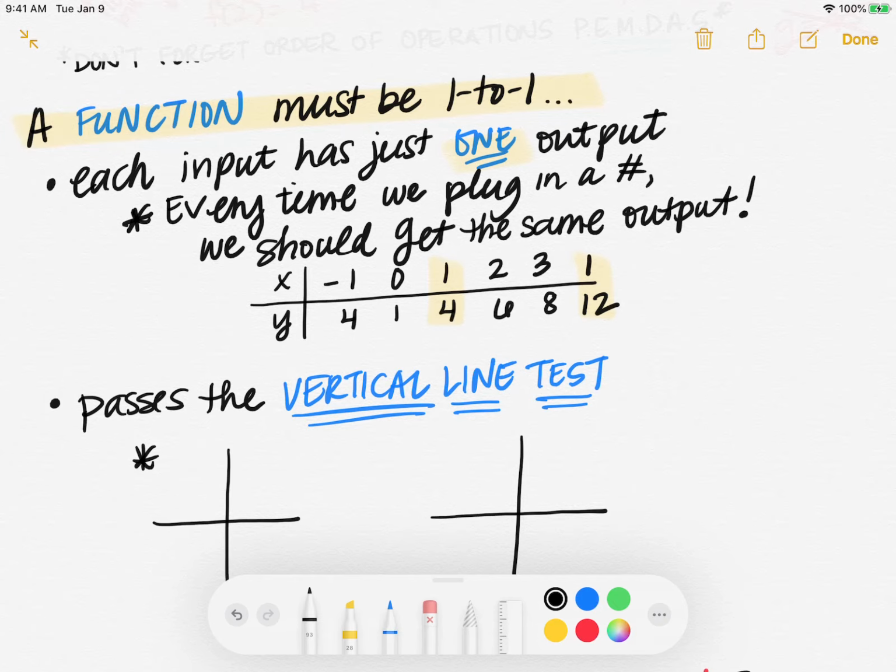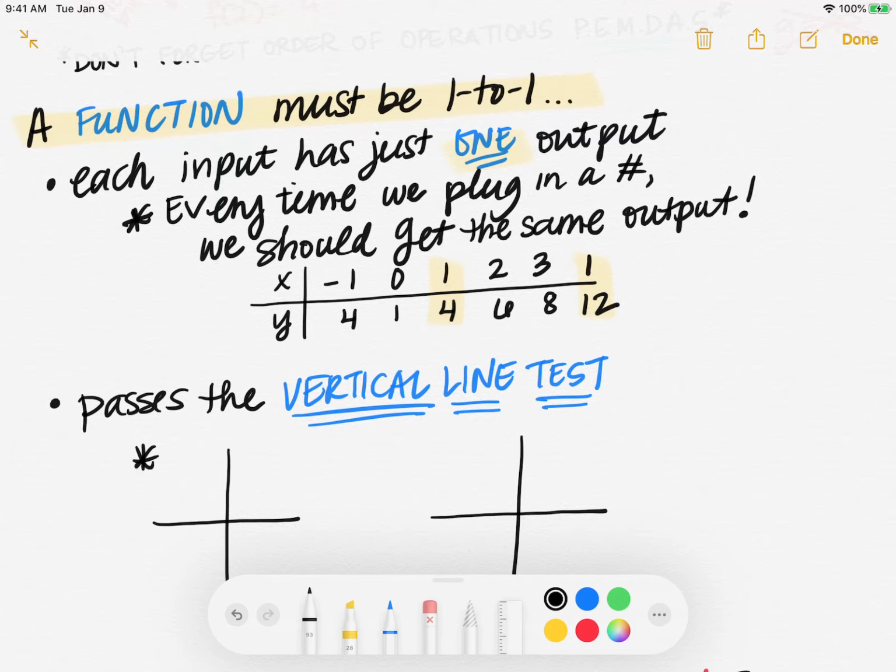So what else did we learn about functions? That a function must be one-to-one, meaning each input has just one output. Every time we plug in a number, we should get that same output every single time. So if you look at the table we have here, we have lots of different inputs and outputs. -1 leads to 4, 0 leads to 1, 1 leads to 4, 2 leads to 6, 3 leads to 8.